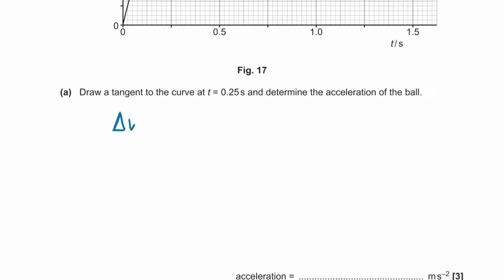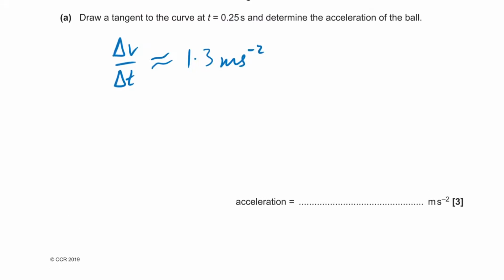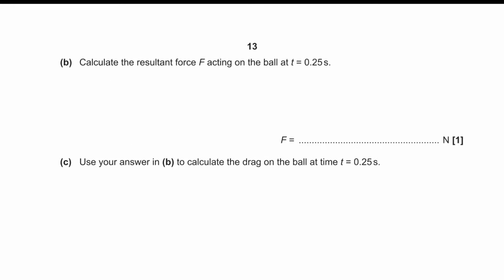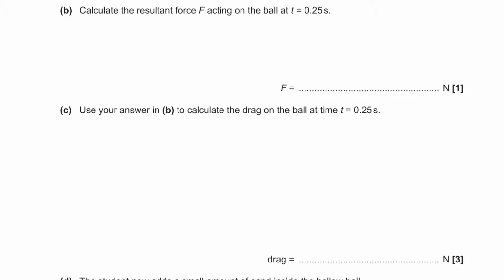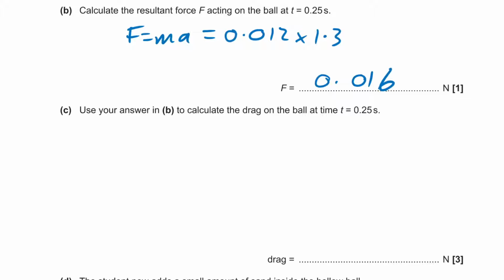And we're talking about difference in v divided by difference in time, and that should give you about 1.3 meters per second squared. Oh, it's a hollow ball. Okay, it's very slow. Very, very slow. Calculate the resultant force of the ball acting at that time. So F is equal to mass times acceleration. Easy. So that's 0.012 times our acceleration, whatever you got. And that gives us 0.016 newtons. Use your answer to calculate the drag on the ball at time t equals 0.25.